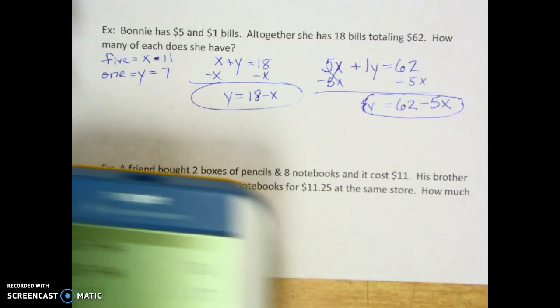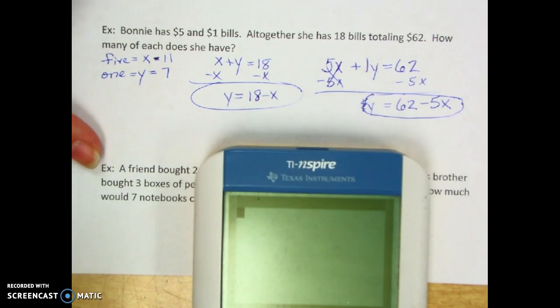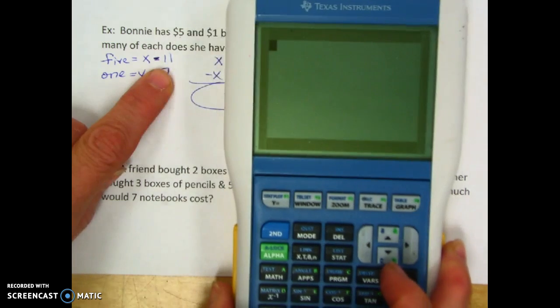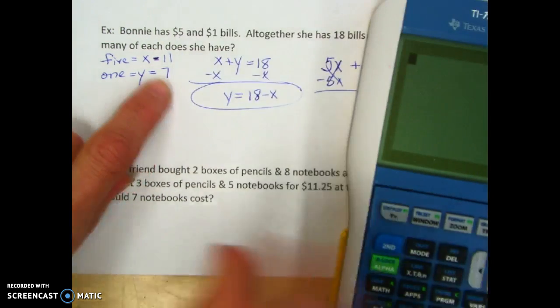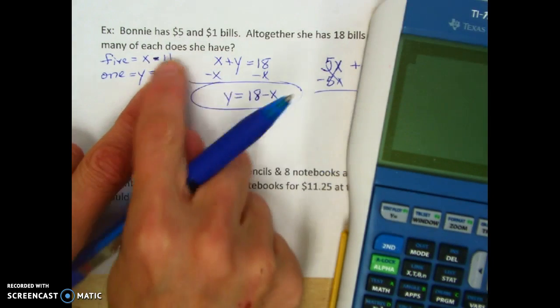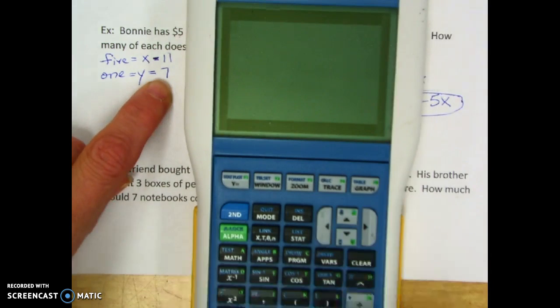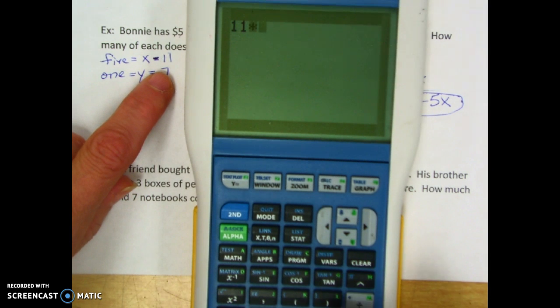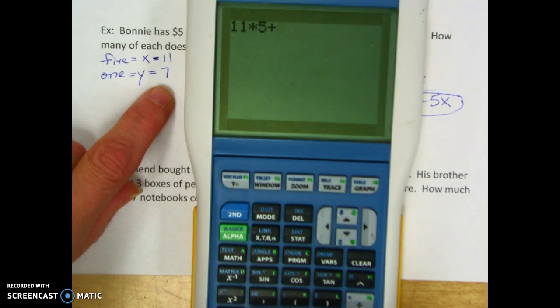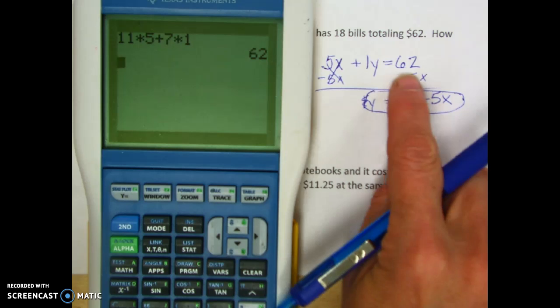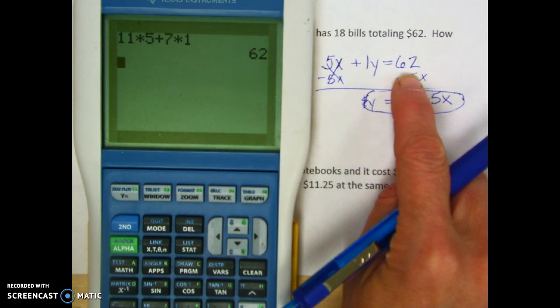Now let's go ahead and check this one as well. So if we have 11 $5 bills, well, first of all, 11 plus 7 adds up to 18, so we have 18 bills. But if we have 11 $5 bills and 7 $1 bills, we have a total of $62, which is what we were supposed to have. So it does check.